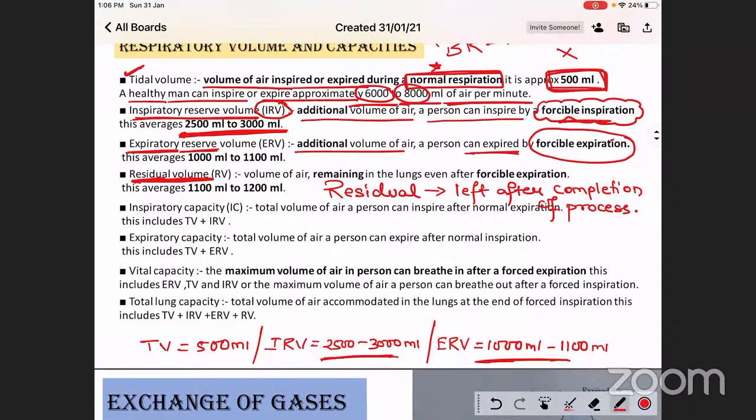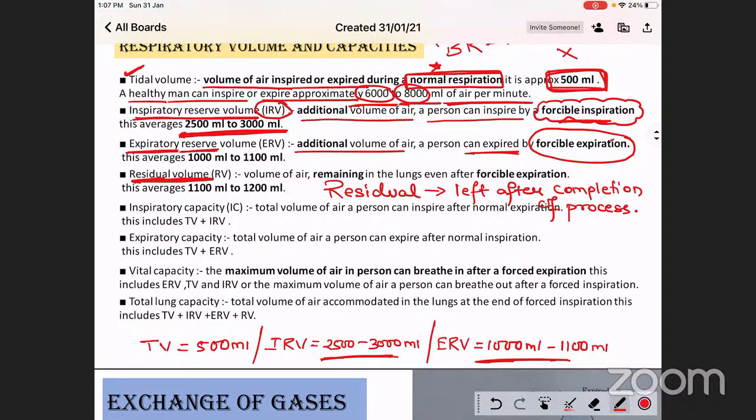Residual volume means some of the volume of air has remained inside the lungs after the expiration. If something is left after the process, and the process is breathing, that is, first the inspiration will take place, then the expiration will take place, and after the expiration, the breathing process is completed. But if something has remained after the expiration also, that is called the residual volume.